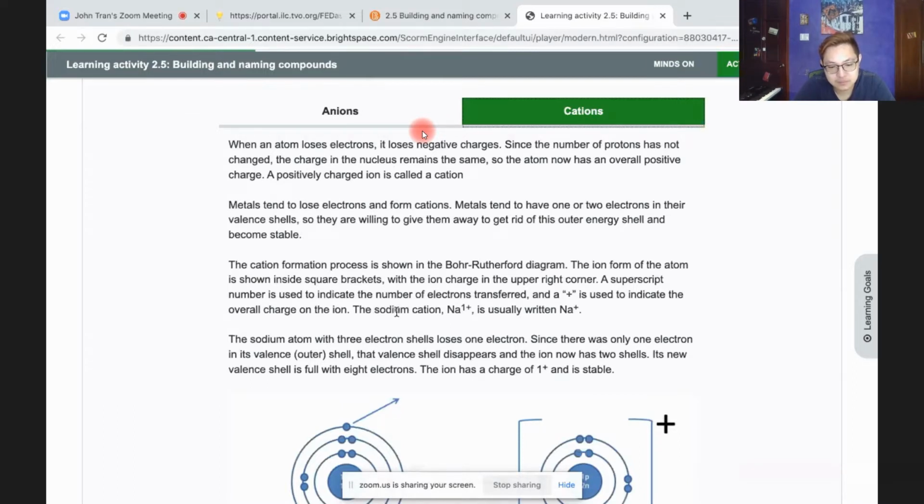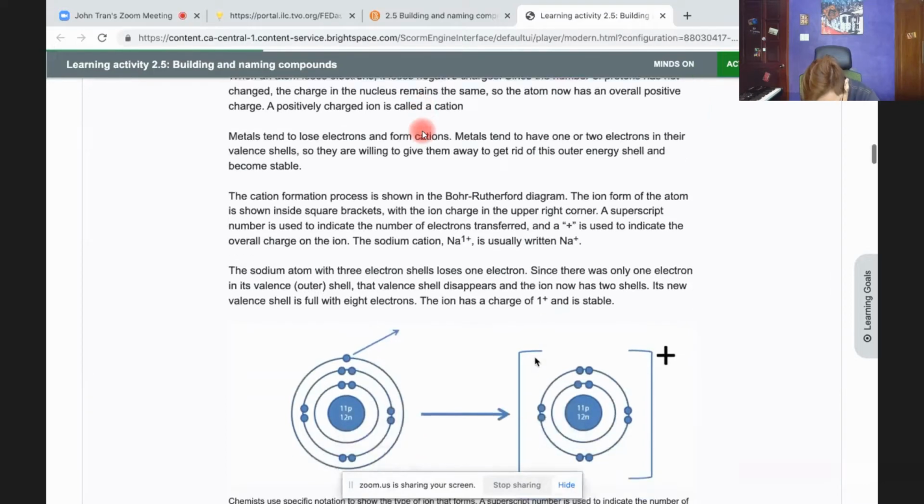Sodium cation, Na1 plus, is usually written Na plus. The sodium atom with 3 electron shells loses 1 electron. Since there was only 1 electron in its valence or outer shell, that valence shell disappears and the ion now has 2 shells. Its new valence shell is full with 8 electrons. The ion has a charge of 1 plus and is stable.